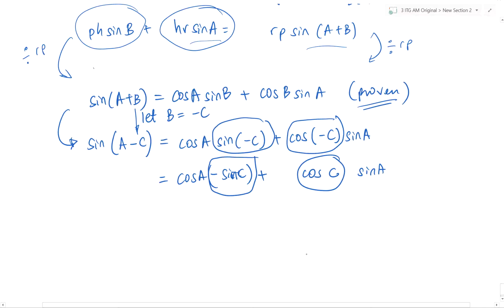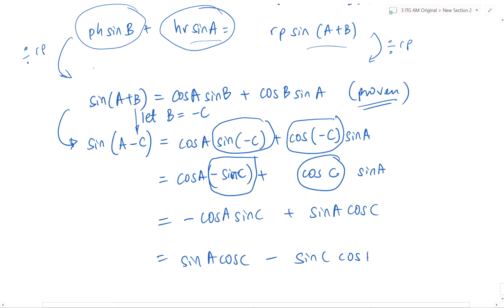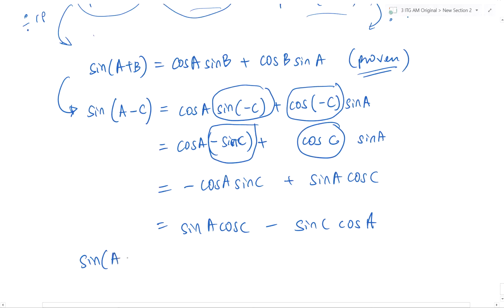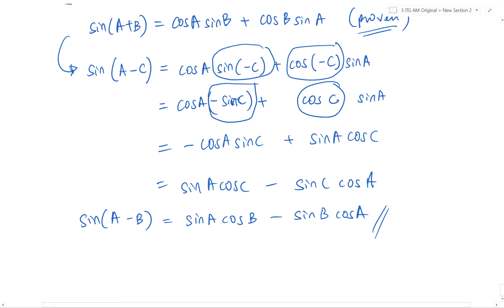Correct. So here we have negative cosine A sine C plus sine A cosine C, which is the same as sine A cosine C minus sine C cosine A. Now at this point, I will change all the C back to B. So next, sine A minus B is sine A cosine B minus sine B cosine A.